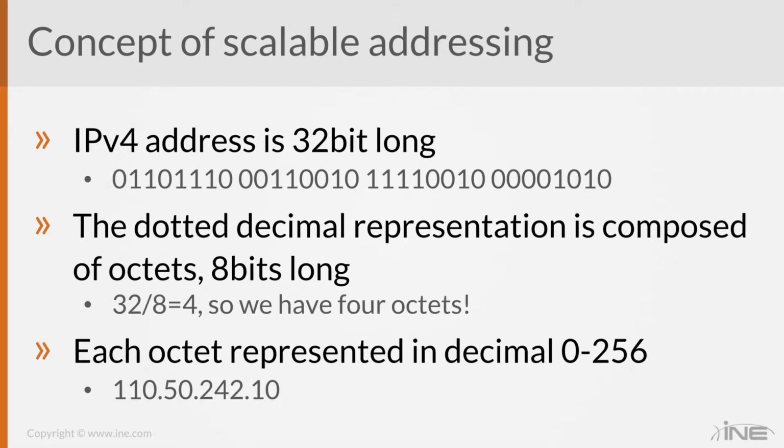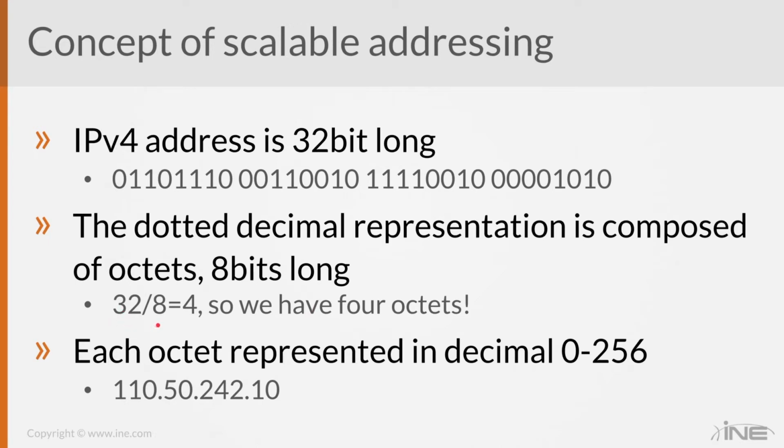Within the first part, we'll do a small recap and go through how an IPv4 address works, so that later on it makes sense when we apply this to a design. Any IPv4 address is 32 bits long. If we convert the dotted decimal representation, we would see 4 different octets, 4 numbers that are 8 bits long. So the dotted decimal representation is composed of octets that are 8 bits long.